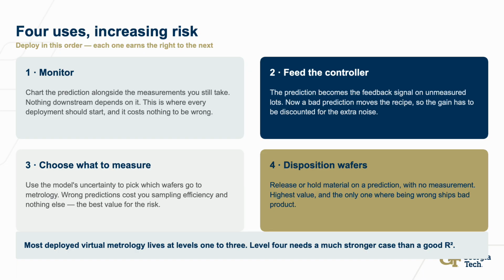Feed the controller. The prediction becomes the feedback signal on the unmeasured lot. Now a bad prediction moves the recipe, which means it moves real data. The next 2 slides are about doing this safely.